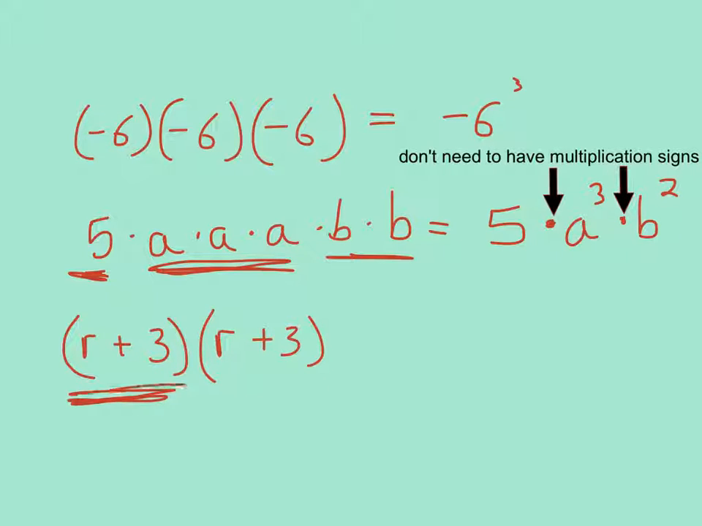Now in this third one, I have a set of R plus 3, and another set of R plus 3 right here. So in this case, I'm going to have R plus 3, and there's 2 of them, so it's squared.